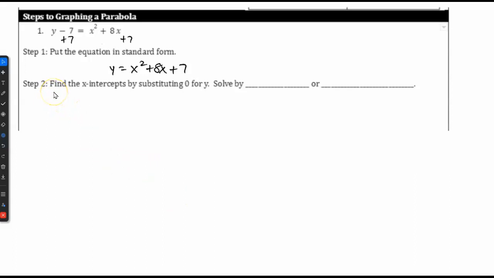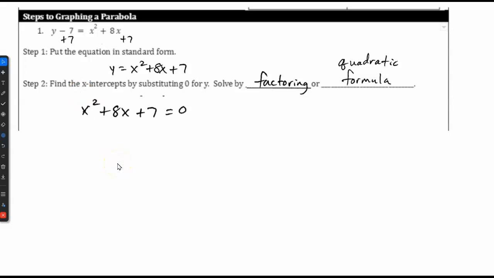Step 2, find the x-intercepts by substituting 0 for y. We have 2 choices for how we're going to solve. We're going to do one of each. We can solve by factoring or quadratic formula, which we already know. So let's see what this looks like. Put 0 in for y. We'll put the y on the other side and make it equal to 0 so it looks like the ones we've done before. And then we're going to factor.